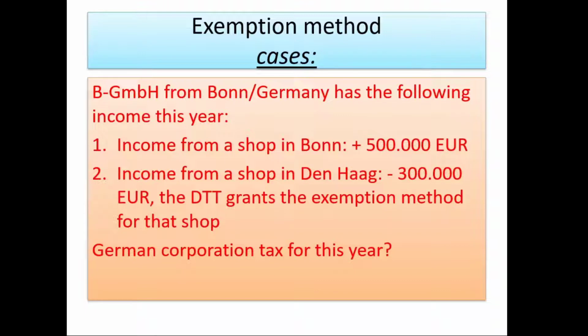Here now we have another case, B GmbH. So again, a GmbH from Bonn in Germany has the following income this year: income from a shop in Bonn plus 500,000, and income from a shop in Den Haag, Netherlands, minus 300,000, and the DTT, the double taxation treaty, grants the exemption method for that shop. So how high will the German corporation tax for this B GmbH be for this year?